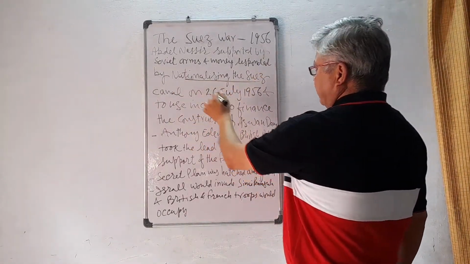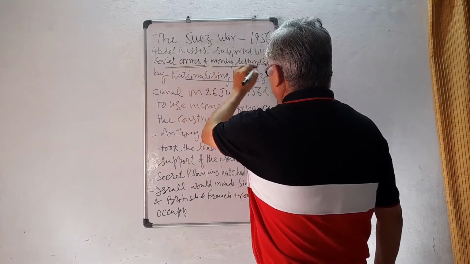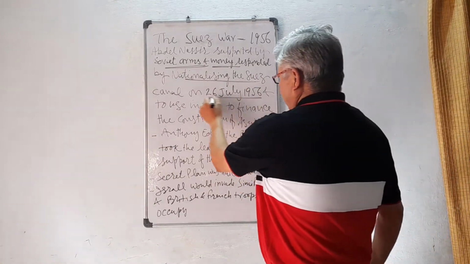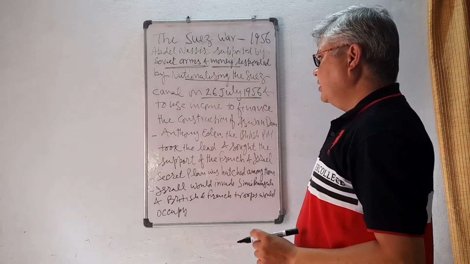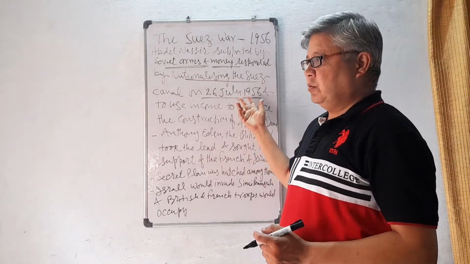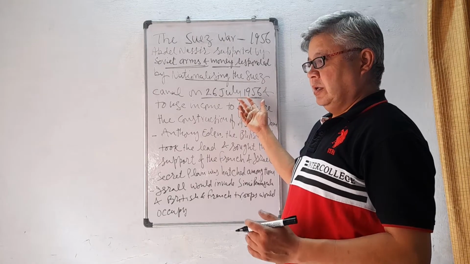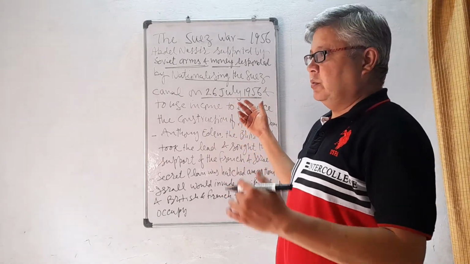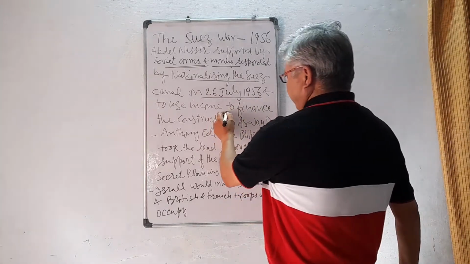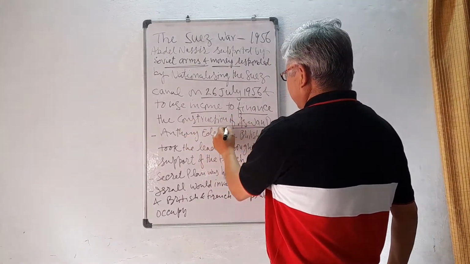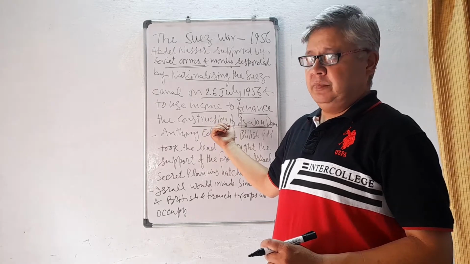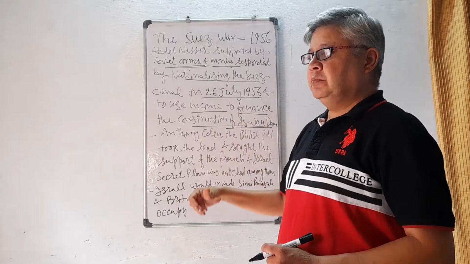Actually, Abdel Nasser was now supported by Soviet arms and money, and he responded by nationalizing the Suez Canal on July 26, 1956. He said that we are going to nationalize this Suez Canal, we are not going to give permission to the British to keep their troops there, and we will use this income to finance the construction of the Aswan Dam. So this became the main bone of contention between Britain and Egypt.